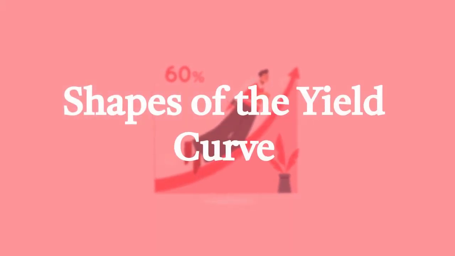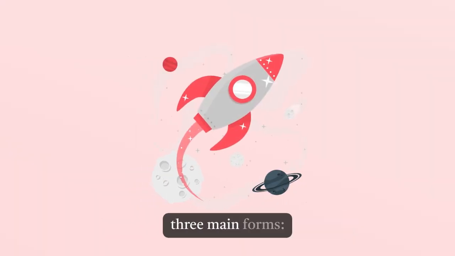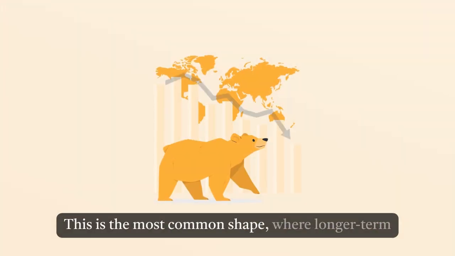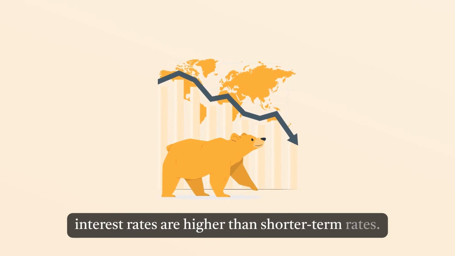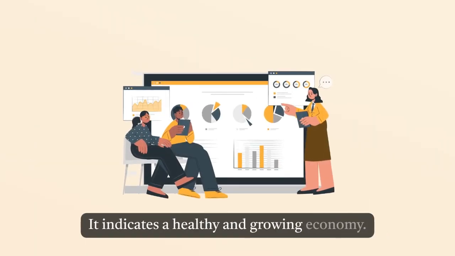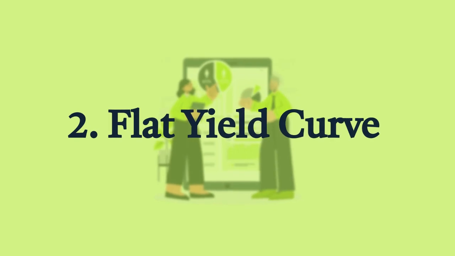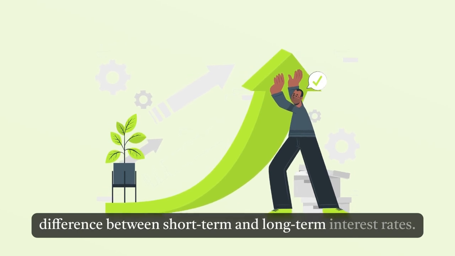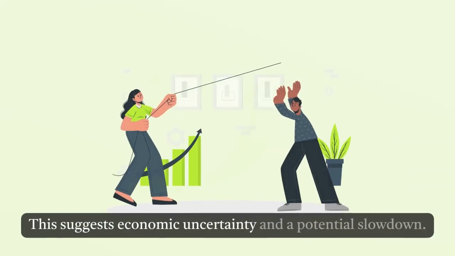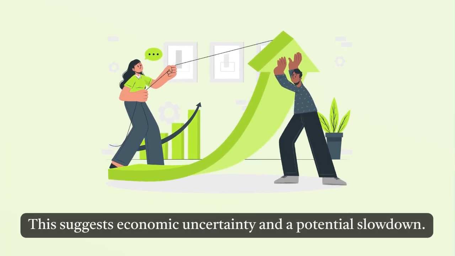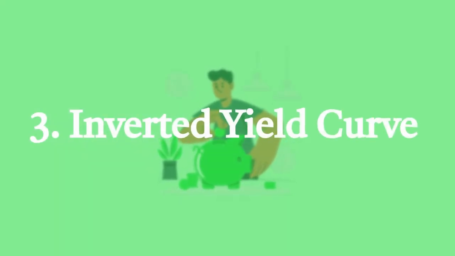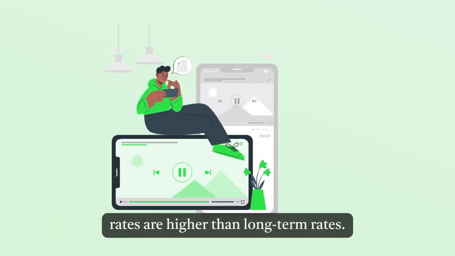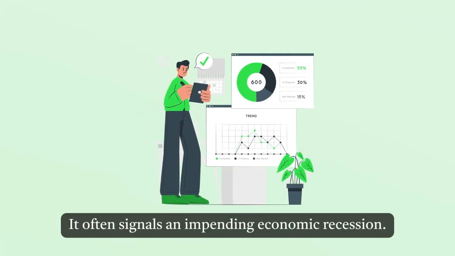Shapes of the yield curve. The shape of the yield curve can take three main forms. 1. Normal yield curve. This is the most common shape, where longer-term interest rates are higher than shorter-term rates. It indicates a healthy and growing economy. 2. Flat yield curve. In a flat yield curve, there is little difference between short-term and long-term interest rates. This suggests economic uncertainty and a potential slowdown. 3. Inverted yield curve. An inverted yield curve occurs when short-term interest rates are higher than long-term rates. It often signals an impending economic recession.